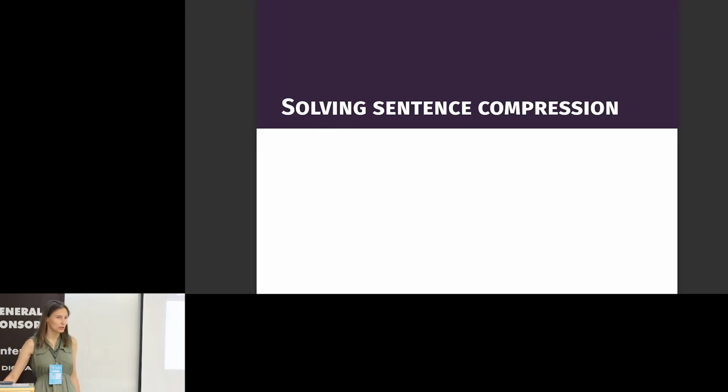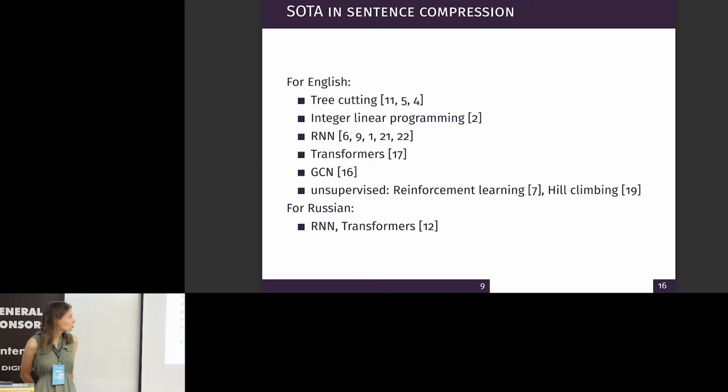So then what are the solutions to sentence compression? For English, state-of-the-art solutions include the tree cutting approach, where the tree is a syntactic tree of a natural sentence, the integer linear programming approach, and the recurrent neural networks approach, mainly with long short-term memory networks. Obviously transformers in recent years, graph convolutional networks, and there are even unsupervised approaches using reinforcement learning and hill climbing. For Russian, unfortunately, there is only one main study, with recurrent neural networks and transformers.